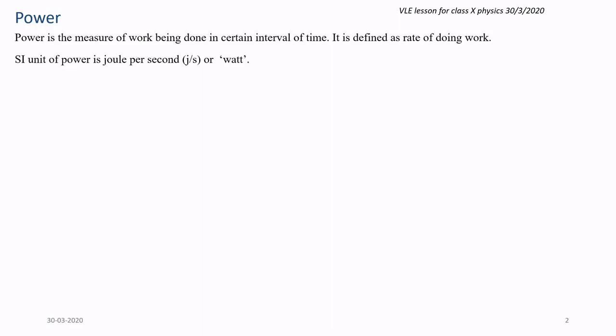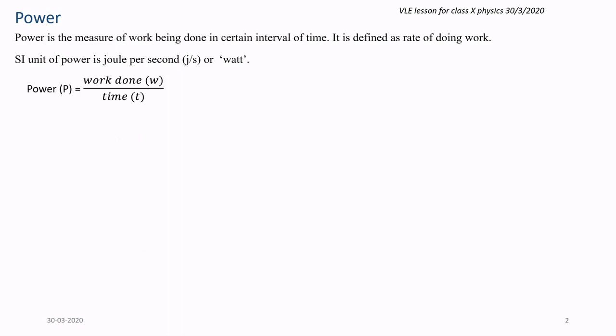So power is a measure of how fast the work is being done. Now if two people do the same kind of work, someone who is doing it faster, in a shorter duration of time, is said to be more powerful. In short, power is defined as rate of doing work. SI unit of power is joule per second or watt.